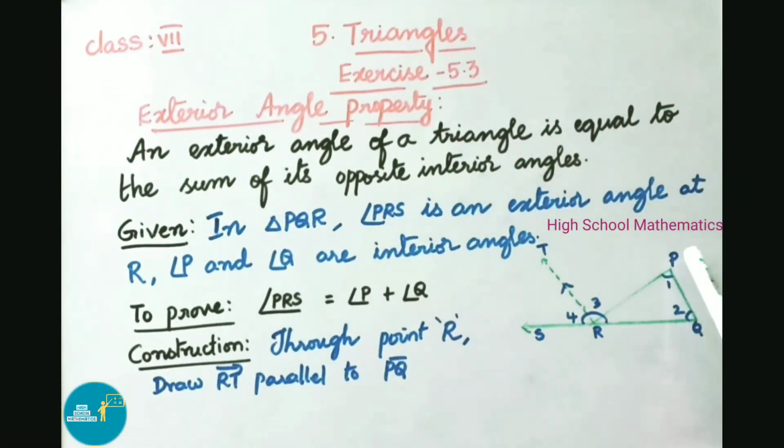Given in triangle PQR, angle PRS is an exterior angle and angle P and angle Q are interior angles. We have to prove angle PRS is equal to angle P plus angle Q. Construction: through point R, we have drawn RT parallel to PQ. Now let us see the proof.